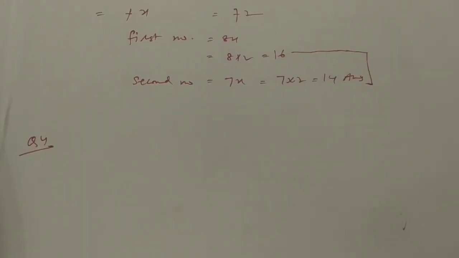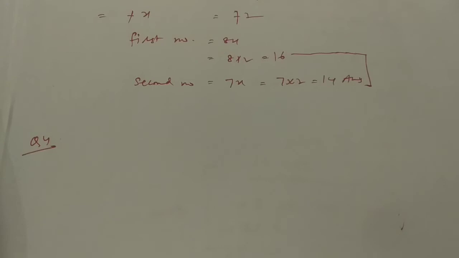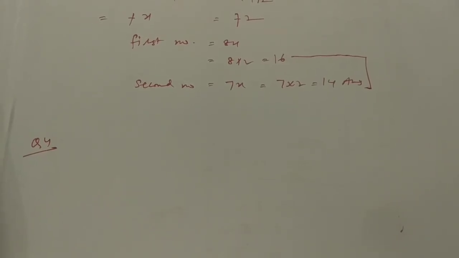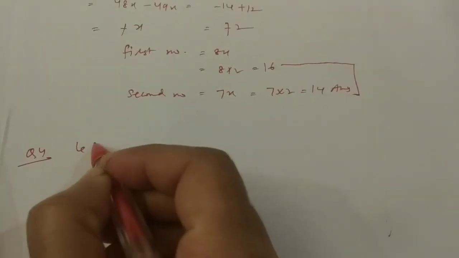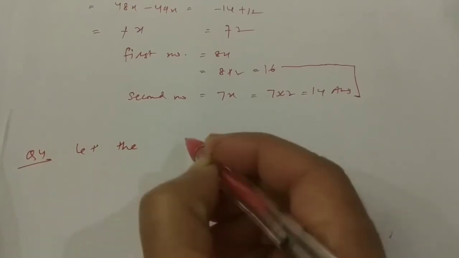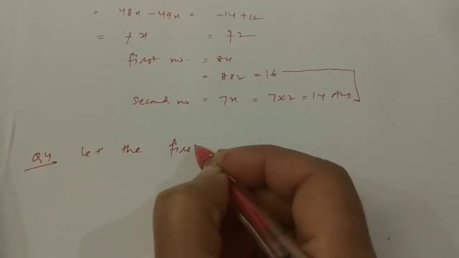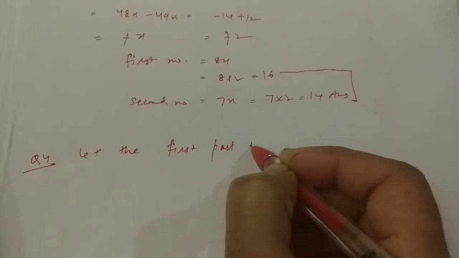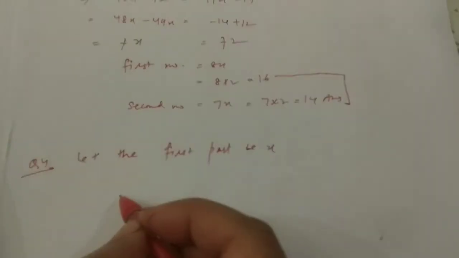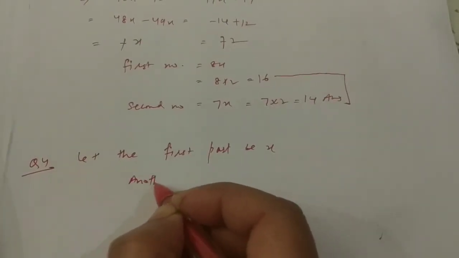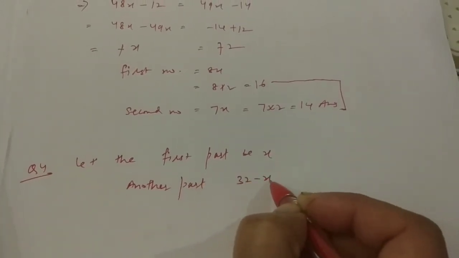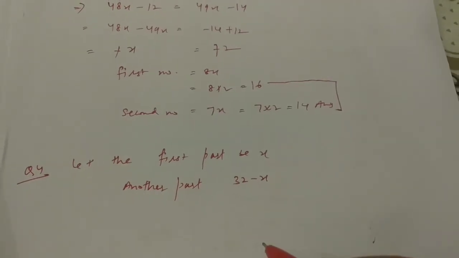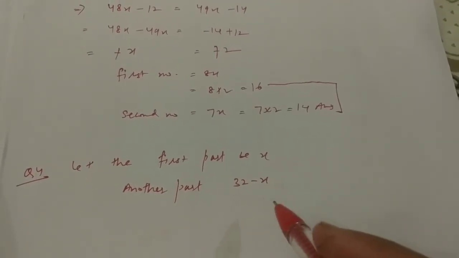So question number 4 says, divide 32 into 2 parts such that 5 times one part added to 6 times the other part gives 164. So first step would be, let the first part be x. So another part would become what? Another part would become 32 minus x, because both the parts are the part of 32.